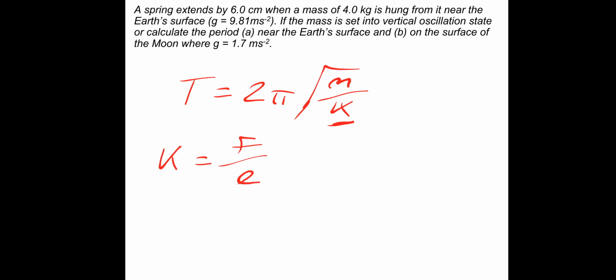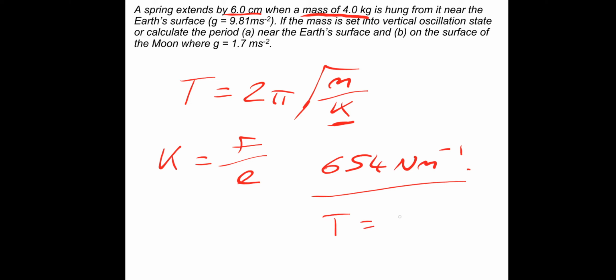So you might be thinking, well, if we take that to the Moon, we're going to have a different force. You would have a different force if you applied a mass of 4 kilograms on the Moon, but you would also have a different extension. And you would still get the same answer as last time, the same 654 newtons per meter, and thus the same time period of 0.49 seconds. It's an important one to remember. Exam boards love to examine this to see if you know. And you'll see that in next lesson.